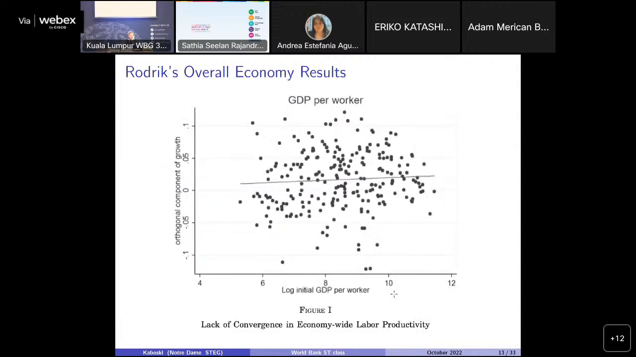Here's his results for the overall economy. And you would like it to be this downward sloping result that I showed you from my paper earlier today. And he's not showing that, it's just kind of a cloud. And if anything, the linear fit is increasing, but not significantly. So that's his evidence for no decline.